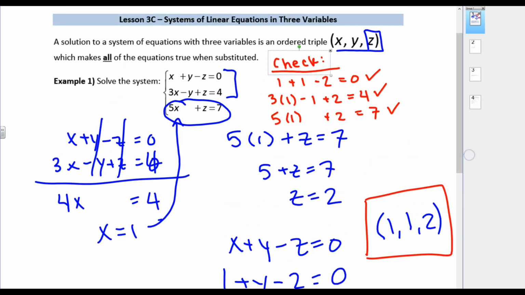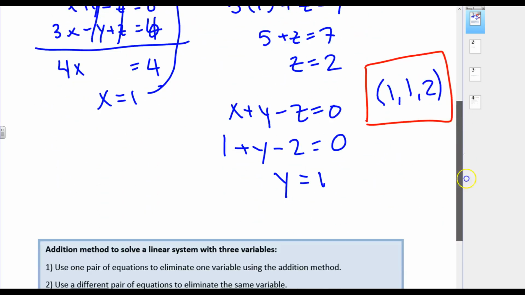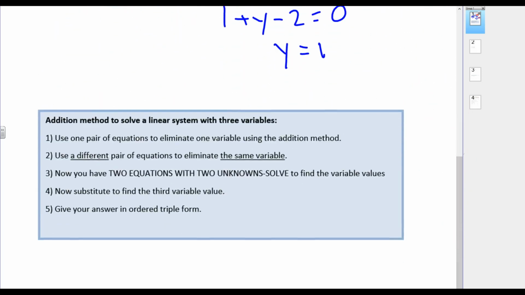Now this system was very easy to solve because we had one equation with only two variables, and two of our equations could cancel two variables at once. However, not all of them are going to be that easy.